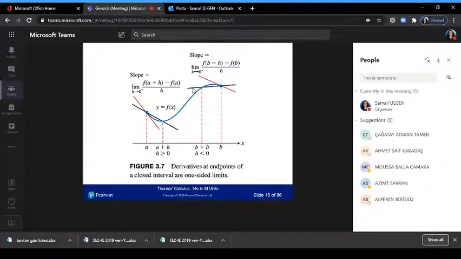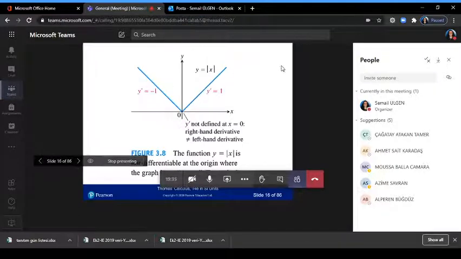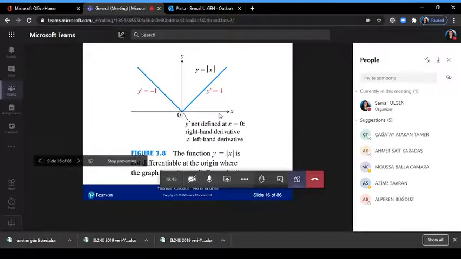Alright, so now we have seen derivatives at an arbitrary point and derivatives at the end points of a closed interval, and they are one-sided limits. Be careful about that. Okay, so we want to see an example. This absolute value of x is a very important example, a simple example. I want you to keep this in mind.